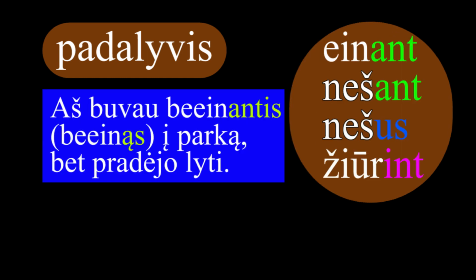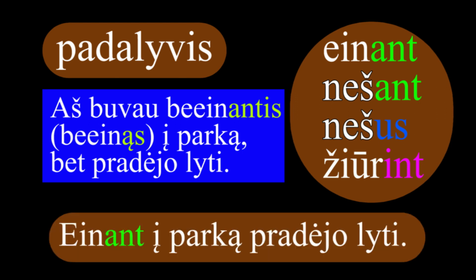Let's go back to the participle. Aš buvau beeinantis į parką, bet pradėjo lyti. Aš buvau beeinantis, o aš buvau beinas. Aš buvau beinas į parką, bet pradėjo lyti. I was going. It's DALYVIS, participle. And we can use padalyvis. We say einant į parką, pradėjo lyti. Einant į parką, pradėjo lyti.